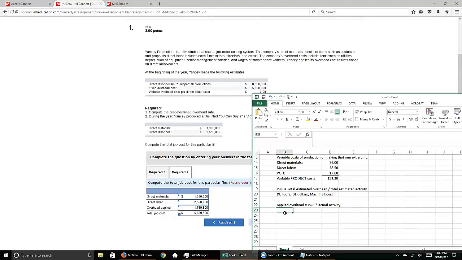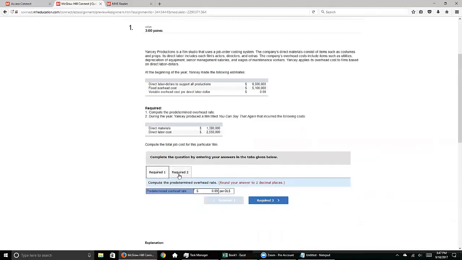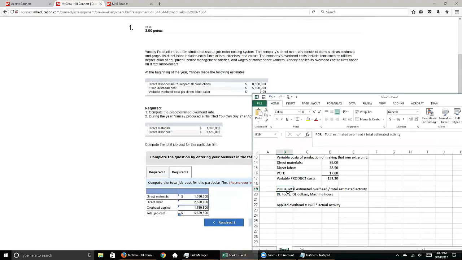So at the beginning of the year, we come up with our predetermined overhead rate. In this case, it was 69 cents per labor dollar. We're going to apply that overhead to every single job we work on in this job costing system at that same rate. Every labor dollar per job equals 69 cents in overhead applied. So our applied overhead was just that predetermined overhead rate, which we came up with in step 1, times the actual activity, measured here by direct labor dollars. To show the calculation, that was the 59 cent predetermined overhead rate per labor dollar times 2,550,000 labor dollars.